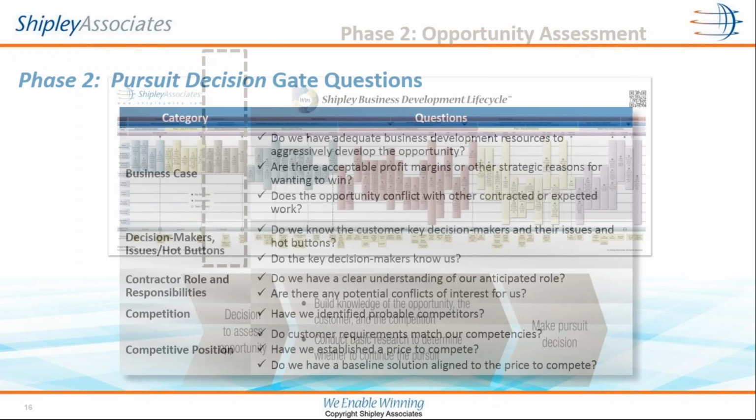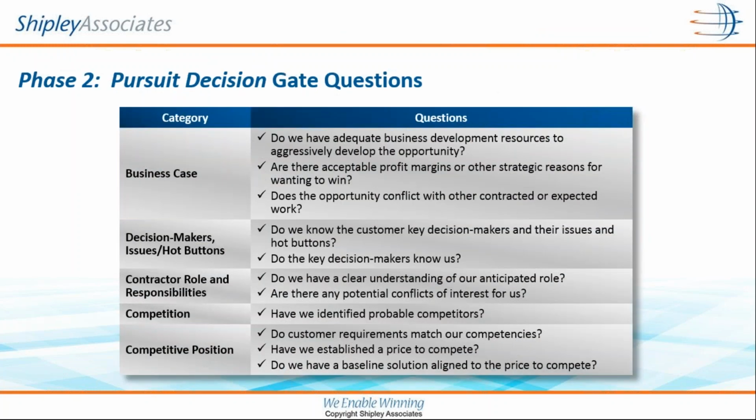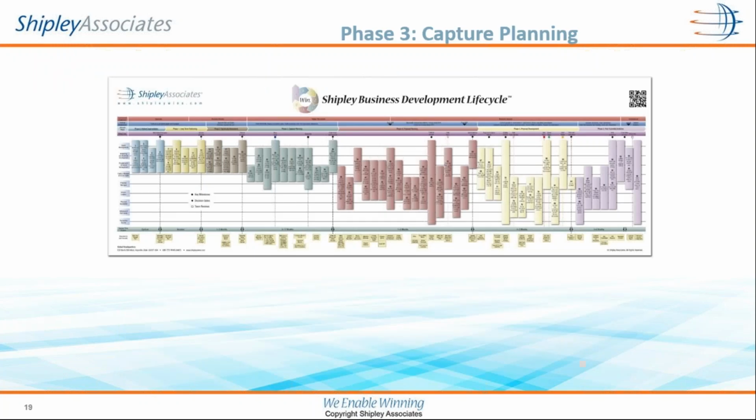A checklist of questions we ought to be asking here. Is there a business case? If you look down the left-hand side, do we know the decision makers? Do we know the evaluators? What are their issues? What are their hot buttons? What are their concerns? What will be our roles and responsibilities as the contractor? Who are the competitors? And how well positioned are we? What is our competitive position? So here's a really good list of decision gate questions at this stage.